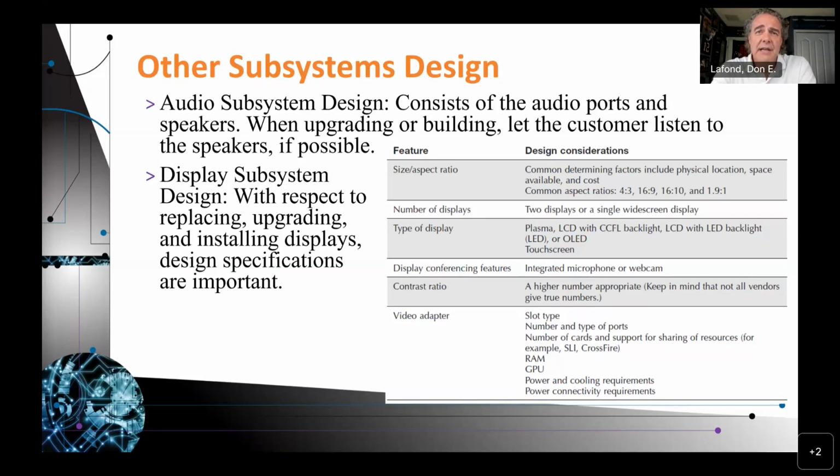How does it connect? Is there an integrated microphone and webcam on your monitor? The contrast ratio, a higher number is appropriate. Keep in mind that not all vendors give true numbers, and what they're saying is buy the highest contrast ratio you can for the cost. Size is the same issue. What kind of connections are there? The video adapter, the slot type, the number of ports. Does it have HDMI ports?